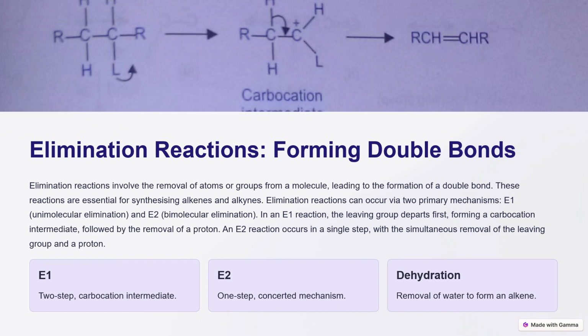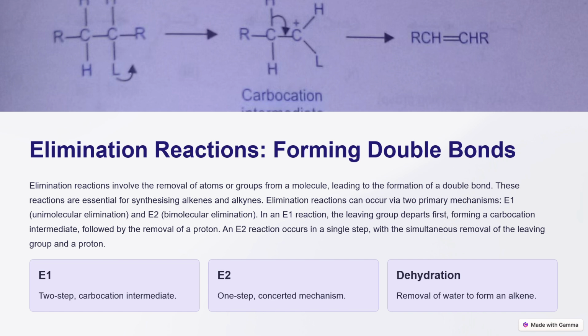Elimination reactions can occur via two primary mechanisms. We have the E1, or the unimolecular elimination, and the E2, or the bimolecular elimination. In an E1 reaction, the leaving group departs first, forming a carbocation intermediate, followed by the removal of a proton. An E2 reaction occurs in a single step, with simultaneous removal of the leaving group and an atom. So the E1 is two-step with a carbocation intermediate. The E2 is one step.